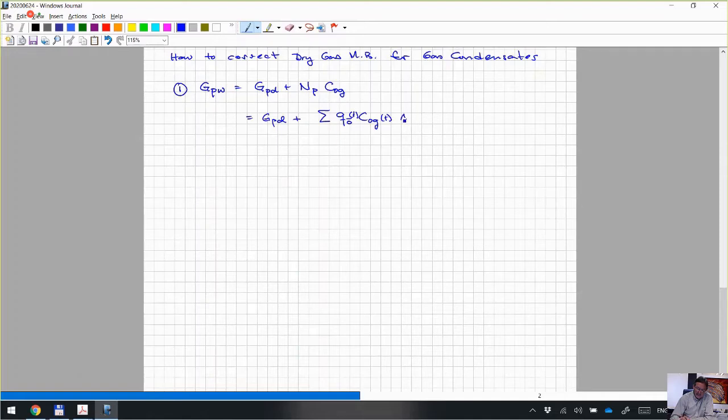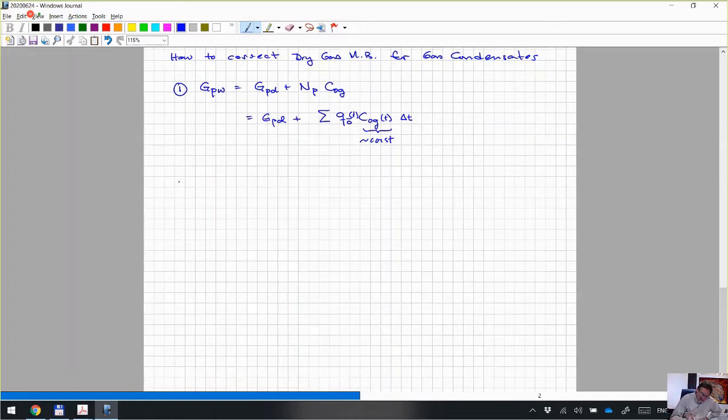Times delta T, whatever, daily or monthly. So you'd have to integrate that into there. But normally we just assume this is constant. For gas condensates, it's more likely it'll vary, but just so you're aware of that.